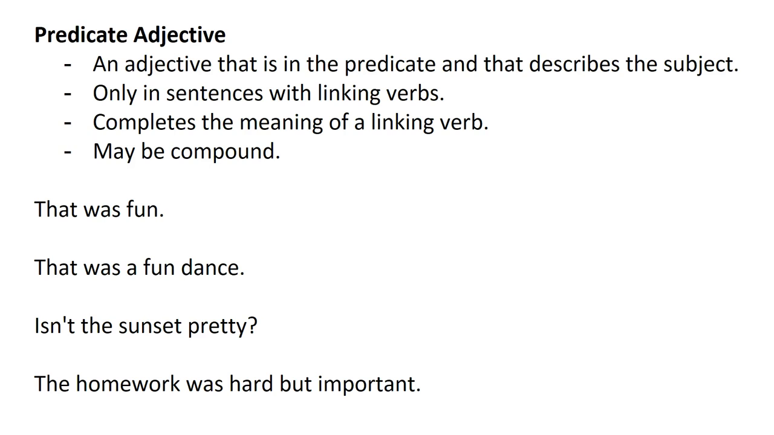Predicate adjective. The predicate adjective is an adjective that is in the predicate and describes the subject. So a little bit different here. It's describing. It's not identifying the subject. It's describing the subject. It's only in sentences with linking verbs. Again, that's key. And it completes the meaning of the linking verb. We oftentimes refer to this as the PA.